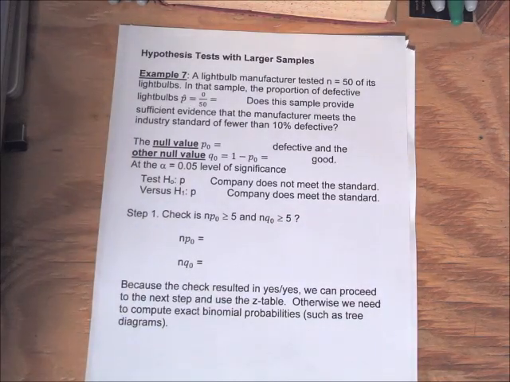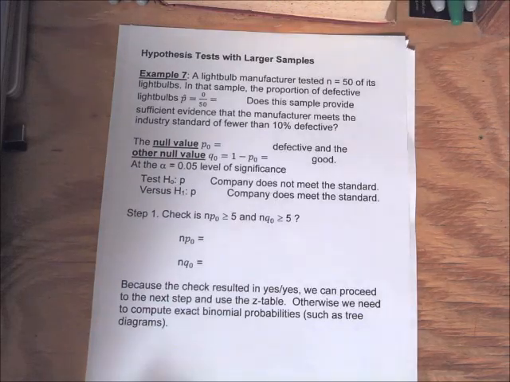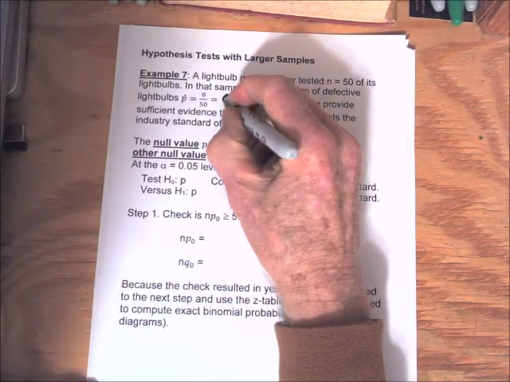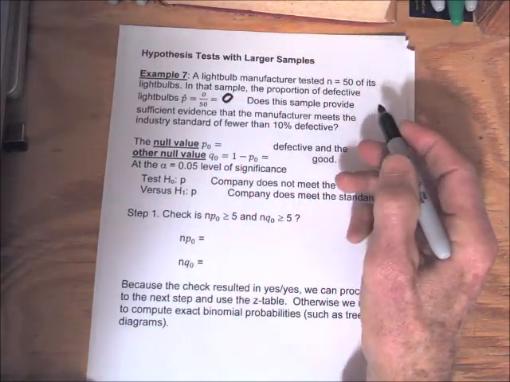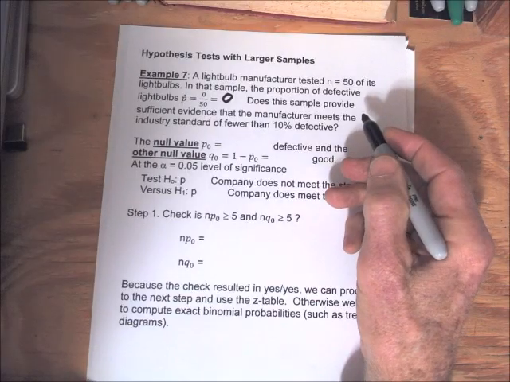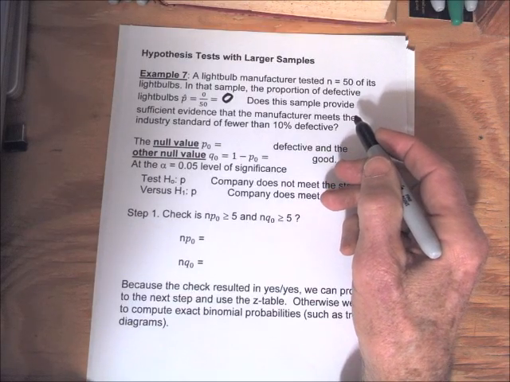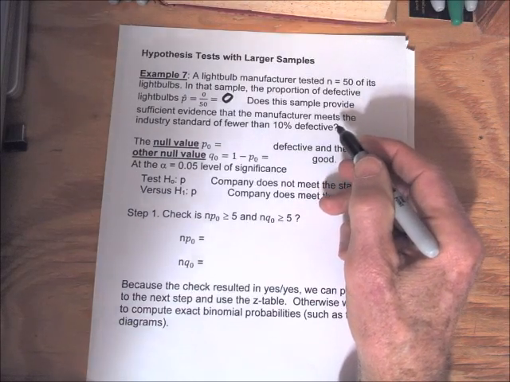Hypothesis test with larger samples. Example 7. A light bulb manufacturer tested n equals 50 of its light bulbs. In that sample, the proportion of defective light bulbs, p hat, is 0 over 50. 0 divided by 50 is 0. Does this sample provide sufficient evidence that the manufacturer meets the industry standard of fewer than 10% defective?